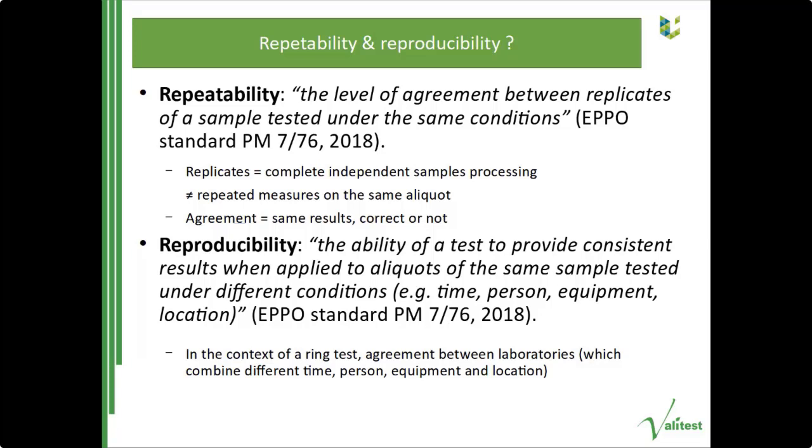EPPO standard defines reproducibility as the ability of a test to provide consistent results when applied to aliquots of the same sample tested under different conditions, for example, time, person, equipment, location. In the context of a ring test, it's often defined as the agreement between laboratories, which combine different time, person, equipment, and location.